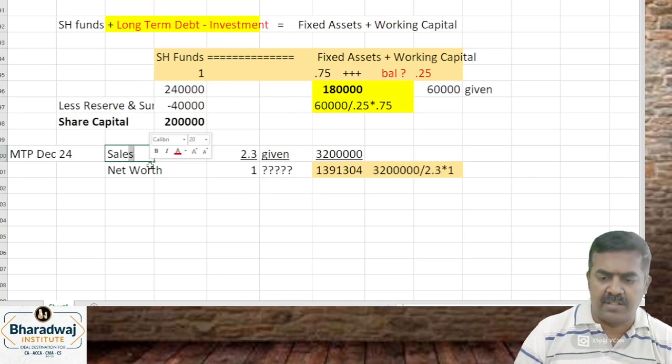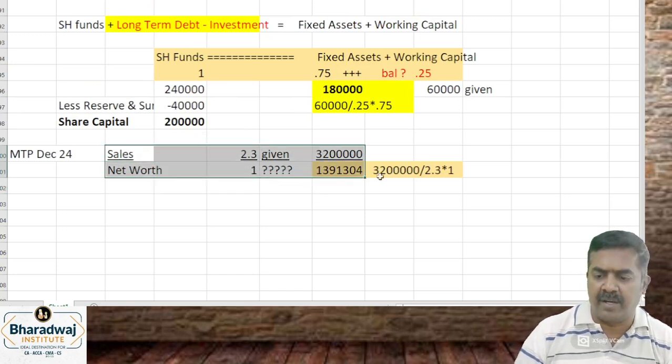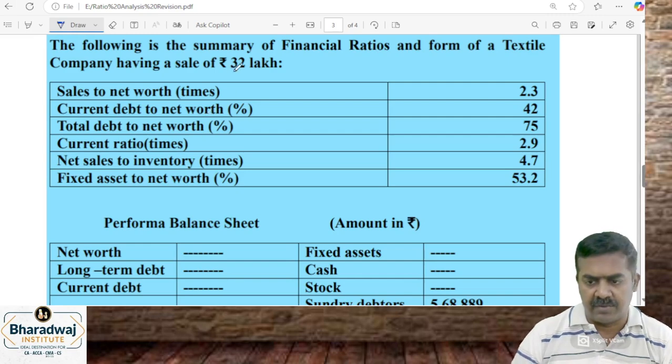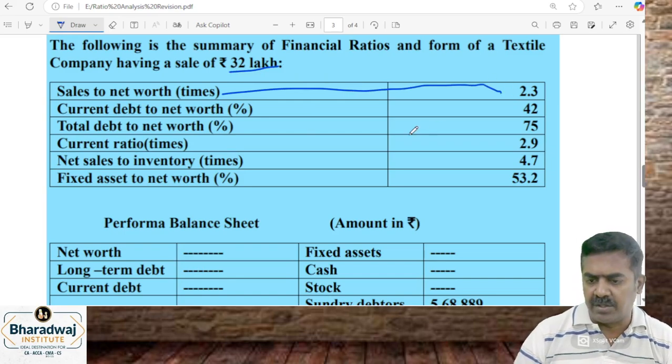Next question, sales to net worth is given as 2.3. This 2.3, sales is given in the first line. What is the sales given? 32 lakhs. 32 lakhs is 2.3. Okay, what is 1?